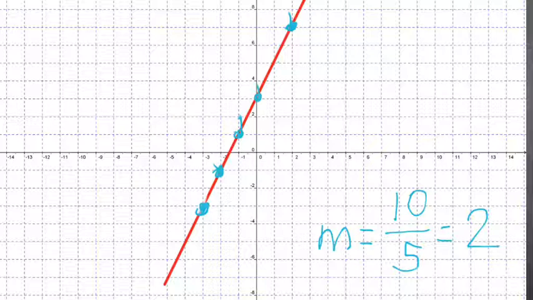I'll introduce this right now. So you found the slope. The slope is 2, right? 2 over 1 or 2. Whichever way you write it, it's correct. But it must be in simplified form, you guys.